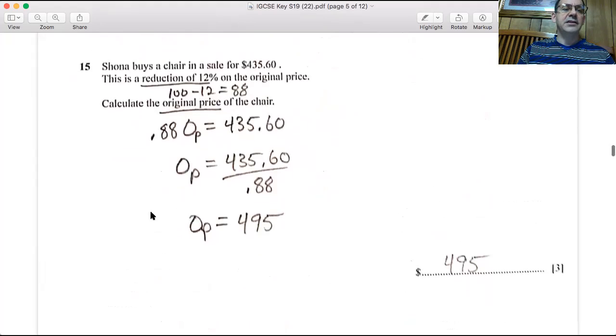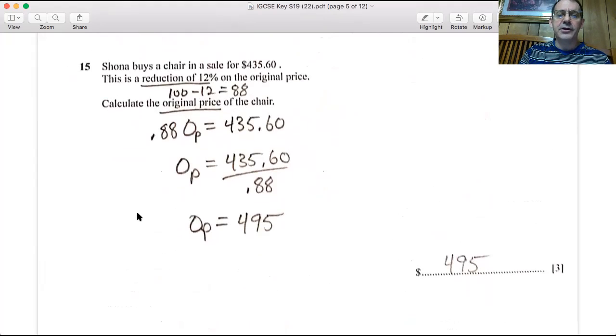Moving on to number 15, Shona buys a chair in a sale for $435.60. This is a reduction of 12% on the original price. Calculate the original price of the chair. Whenever you see a reduction or an increase by a percentage, you need to remember that that comes from the original, and the original represents 100%. In other words, the original value is 100%. So anytime you have a reduction, you're going to subtract from 100, or if you have an increase by a percentage, you add it to 100.